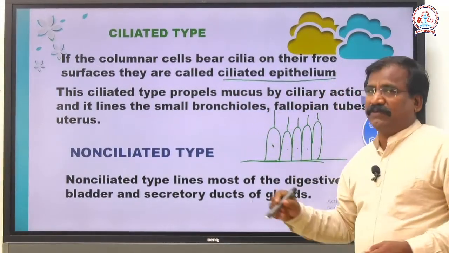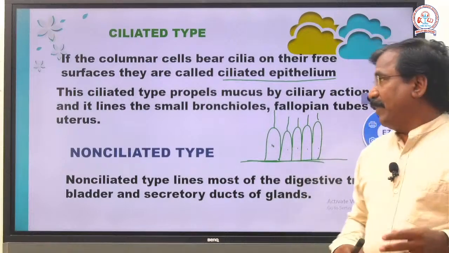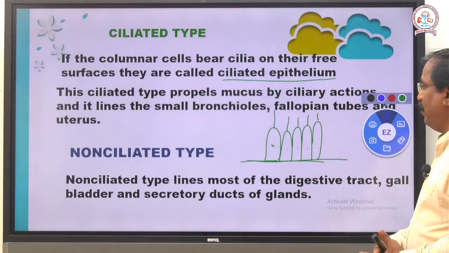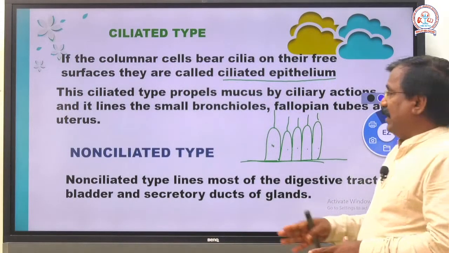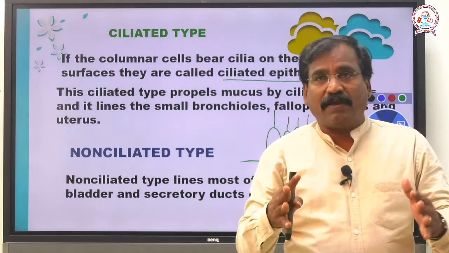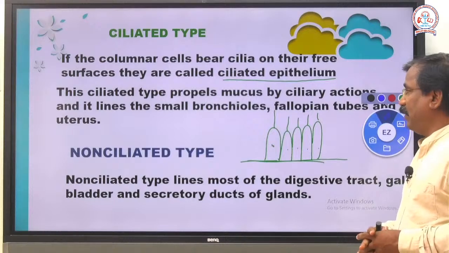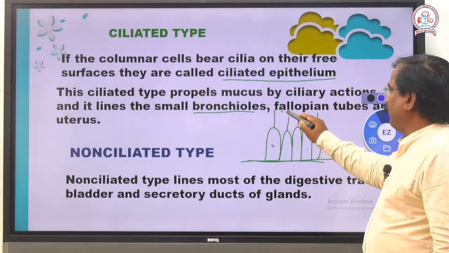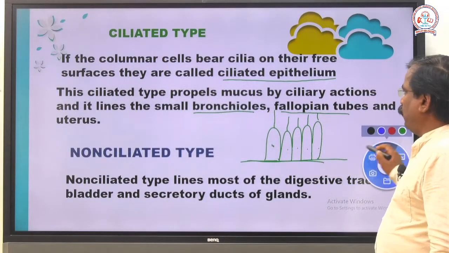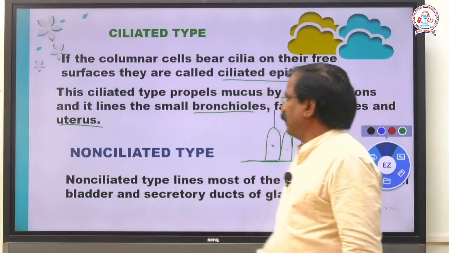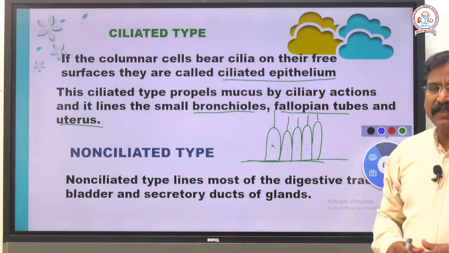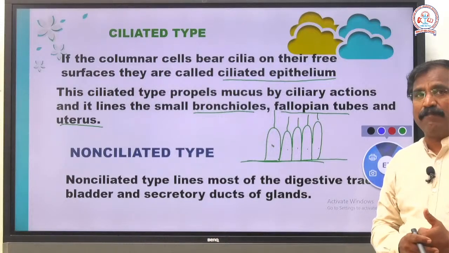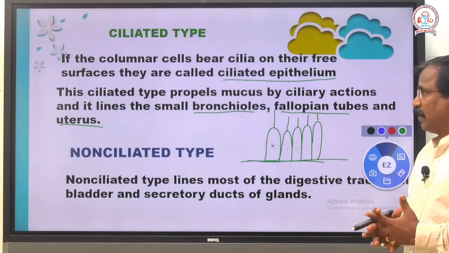Because of the presence of cilia on the apex, it is called ciliated epithelium. It comes under the columnar type. So where is it located? This ciliated type of columnar epithelium is located in the bronchioles, small bronchioles, fallopian tube and uterus. So in these places, this ciliated type of columnar epithelium is located. So what is the function?